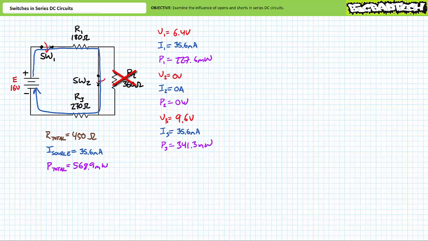No current travels through R2, and as a result, it experiences no voltage drop, nor does it dissipate any power. Similar to R1, the remaining element R3 experiences increased current, and as a result, an increased voltage drop of 9.6 volts and dissipates an increased 341.3 milliwatts of power.